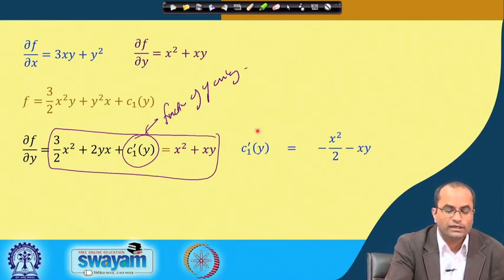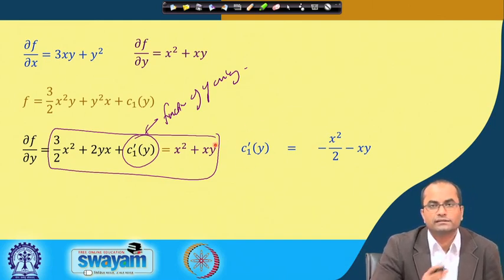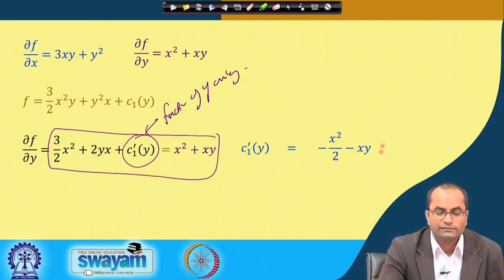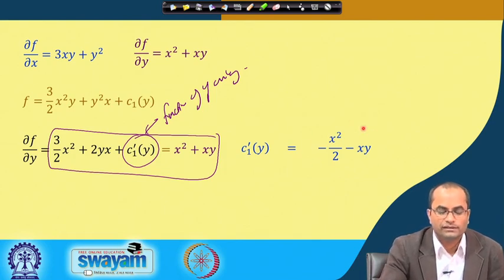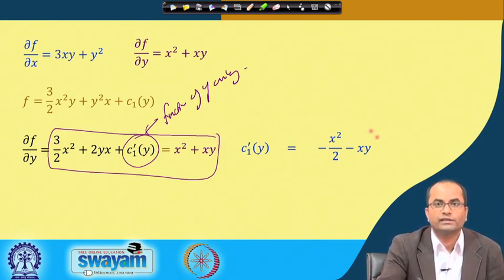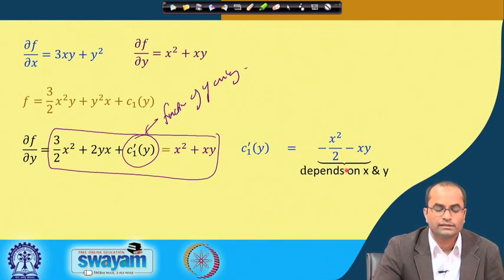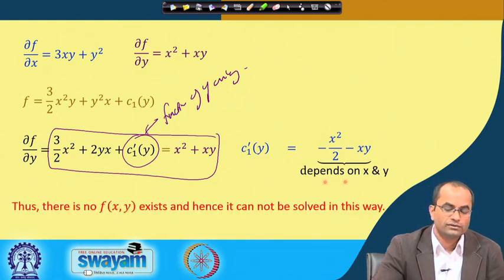So, there is a contradiction. The left hand side we are saying is a function of y, but the right hand side we are also getting x in this equation. While in the previous case, when the equation is exact, we will never get a function of x here, we will get only y terms. So, here this depends on x and y, and we cannot solve this equation because this is inconsistent.